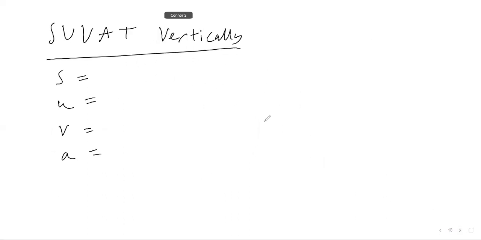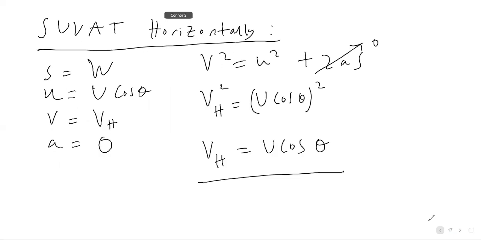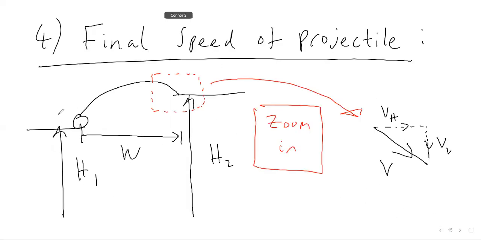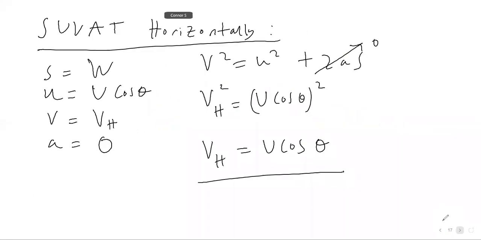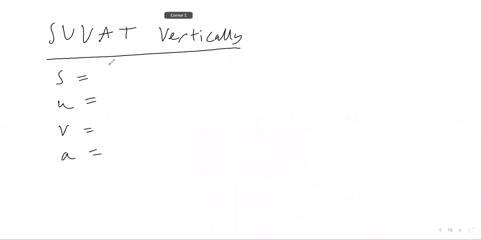Now, this one's going to be a little different when we do Suvat vertically. Let's go back to our diagram. What is our vertical displacement? Remember, it's the gap between our final height and our starting height, so that's h2 take away h1. What is our initial speed vertically? That's u sin theta. Our final speed is what we want, so this is our VV, our final vertical speed. And our acceleration is now negative g.